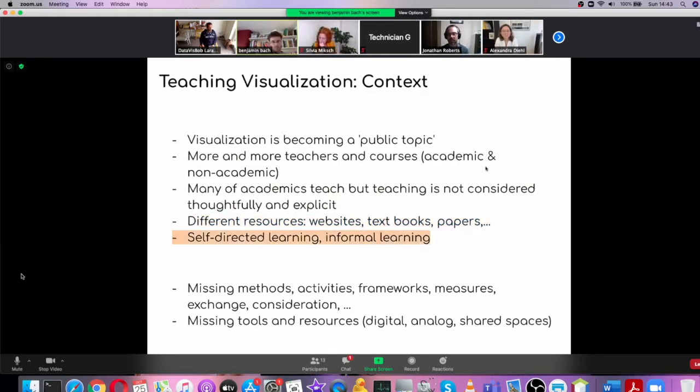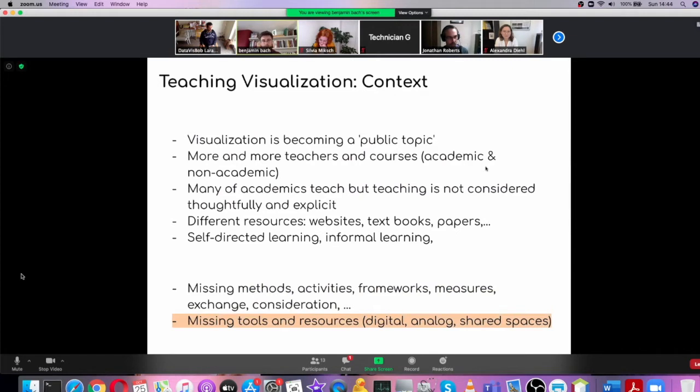So the one thing that we almost know best is the classroom teaching, but if you think of informal learning, and especially if people don't have access to courses, then how can we deliver guidance or the guidelines, or at least provide resources for those people wanting to learn? And what we're missing, of course, is methods and activities and so on to help everyone teaching, because it's such a broad topic, I think.